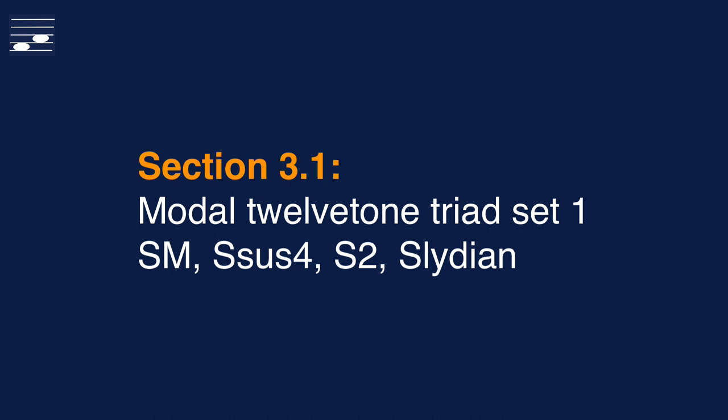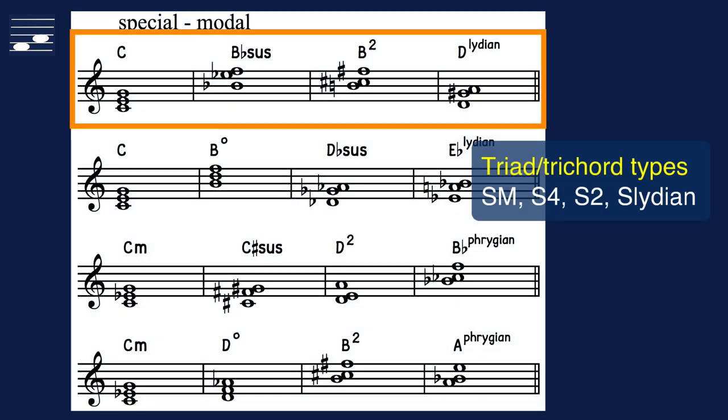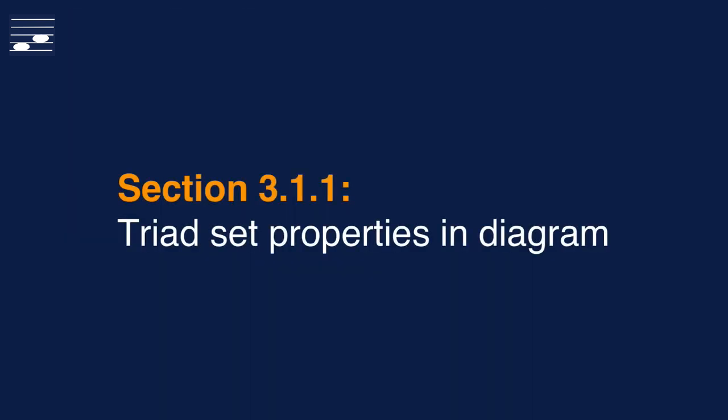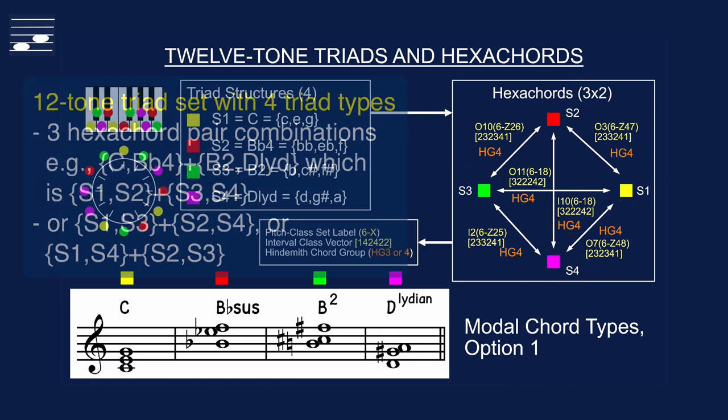The first set contains the four trichord structures listed and shown here in staff notation, with the major triad on root C. You may want to check that this combination covers all 12 pitch classes. When looking at the diagram with the four triads at the corner points, remember that there are three possible combinations into hexachords. The first is the hexachord pair S1 plus S2 versus S3 and S4.